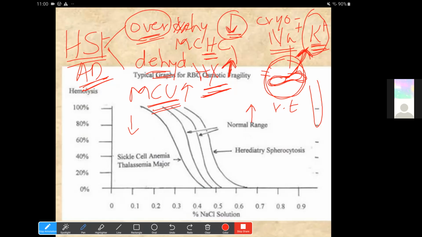followed by very marked thrombotic tendencies, and so splenectomy should not be performed. So splenectomy in either of these cases, both overhydrated and dehydrated varieties, should not be performed because it would be followed by very marked thrombotic tendencies.